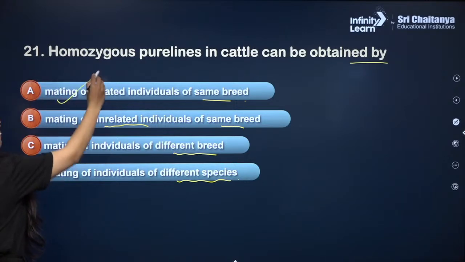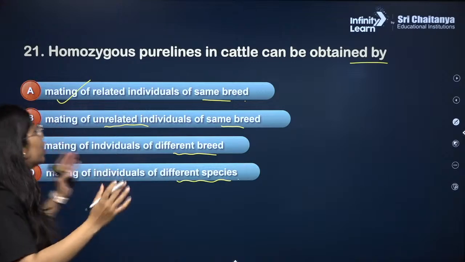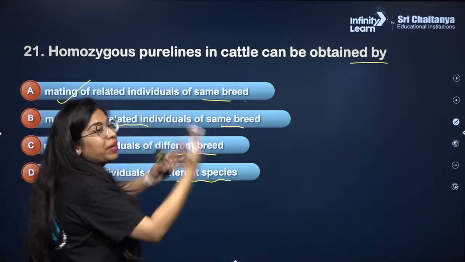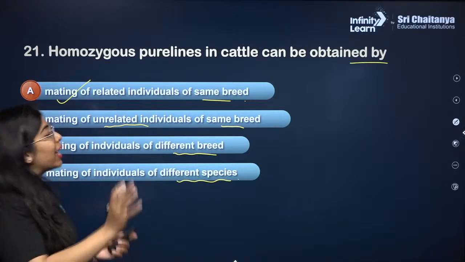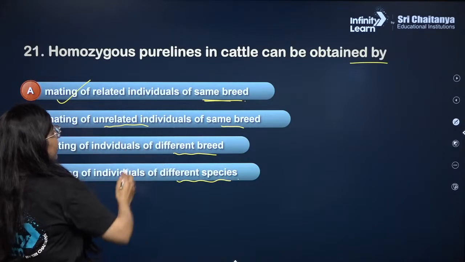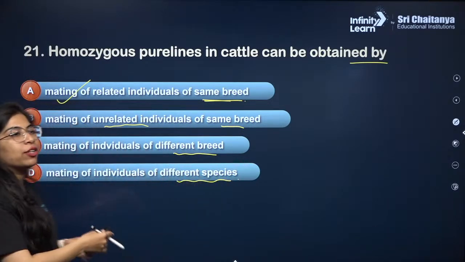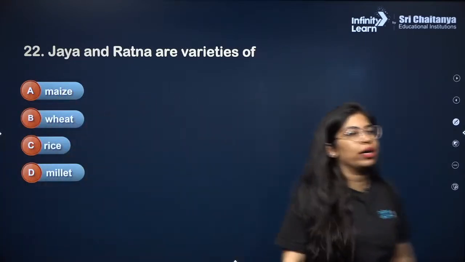It is A. Whenever I'm talking about pure lines, everyone, in pure lines, I am always mating the same breed so that I can fix the characters. So pure line is always made by the same breed and not by unrelated or different breeds or different species. My answer is A.